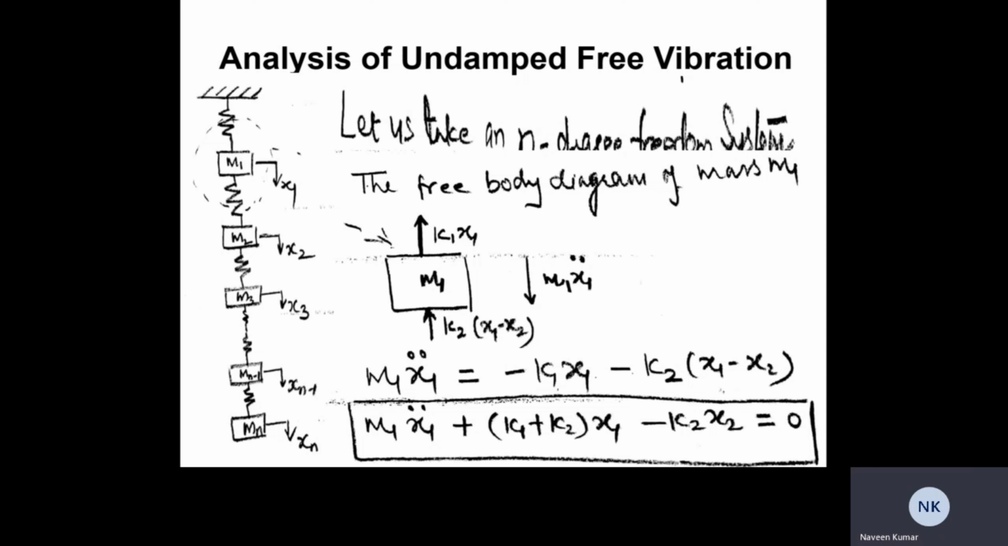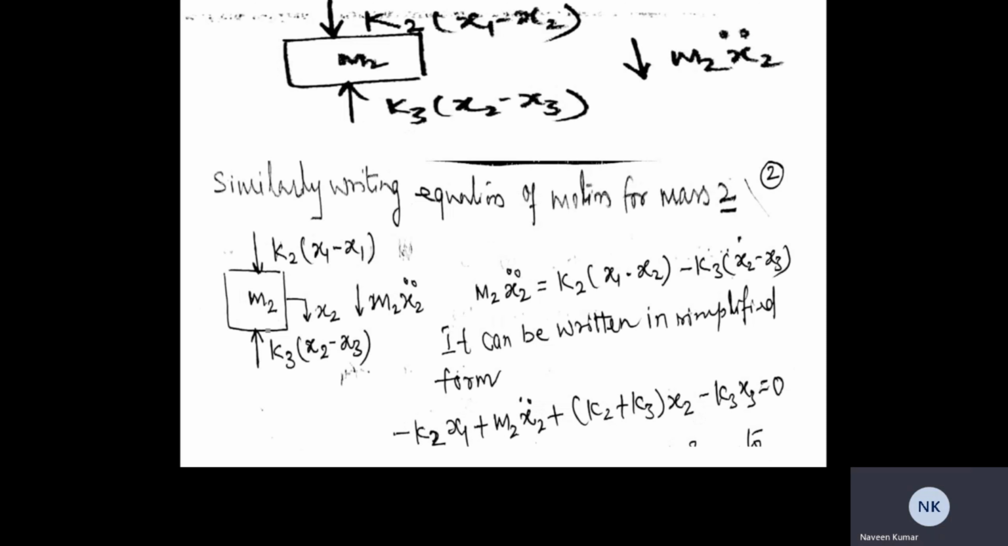Going to the free body diagram of this mass m2, these are the two forces which have been calculated. Additionally, since this mass is moving downward, the acceleration force is acting downward, that is m2 into x2 double dot. Now this equation of motion, again by using Newton's law, can be written as m2 x2 double dot, the acceleration force, is equal to the net force acting on it. Since this force is acting in the same direction as the acceleration force, it comes with a positive sign, k2 into (x1 minus x2), whereas this force is acting in the negative direction, so it comes with a negative sign, minus k3 into (x2 minus x3).